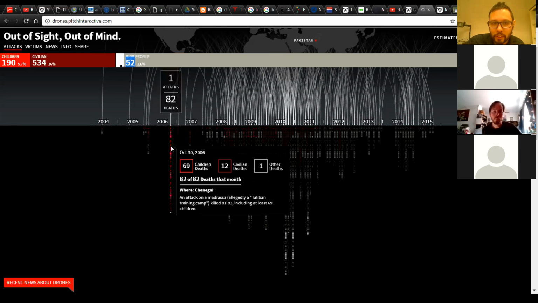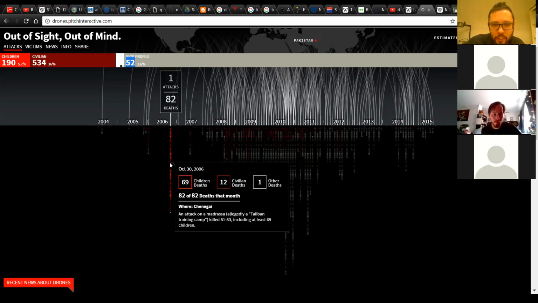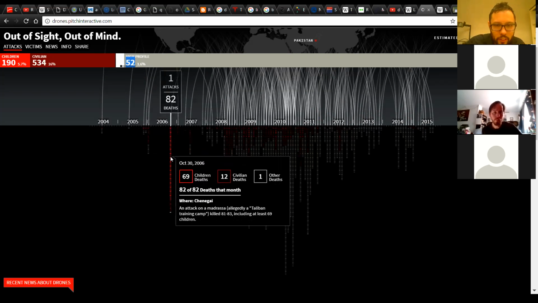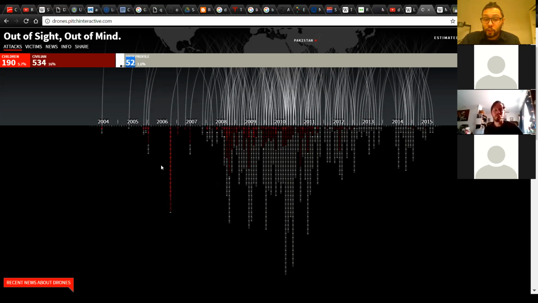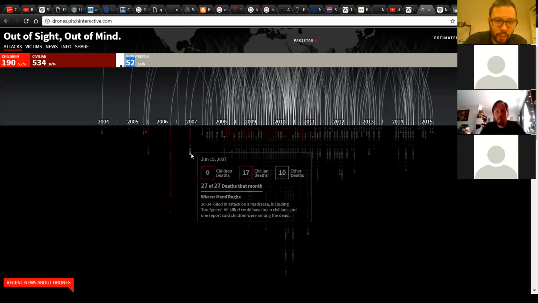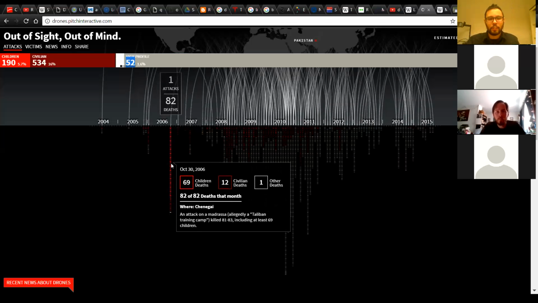This is the biggest one, this big long red line here. All those red lines are kids. In 2006, we bombed a school. We thought it was a terrorist training camp, a training camp for the Taliban. In fact, it wasn't a training camp for the Taliban. It was an elementary school with a bunch of kids in it. And so we killed something like 70 kids. 82 people died entirely. No actual targets were killed.